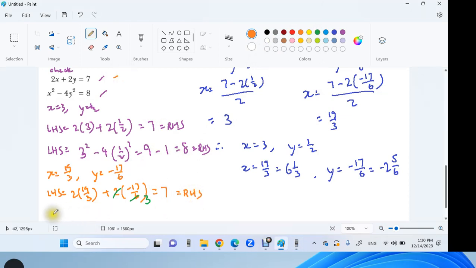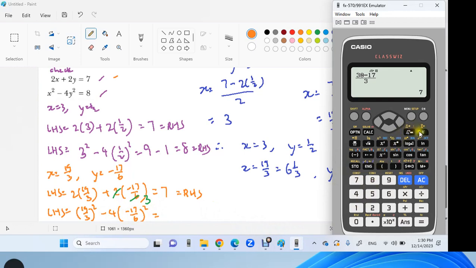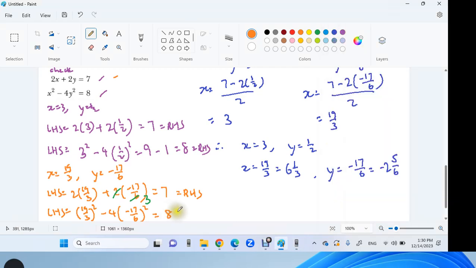For the next one, x squared, 19 over 3 squared, minus 4 times negative 17 over 6 squared. Here we have x squared minus 4y squared. Using the calculator, with 19 over 3 for x and negative 17 over 6 for y, it is 8. This is equal to the right hand side, so it is also correct.